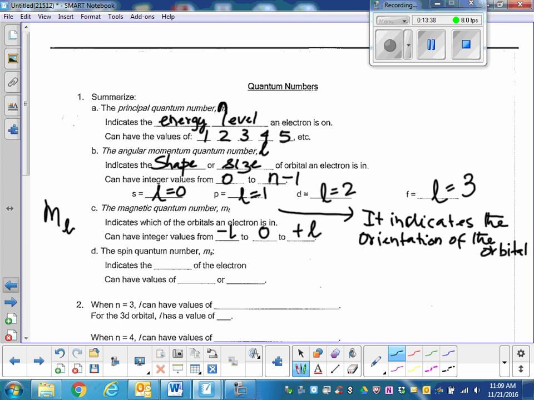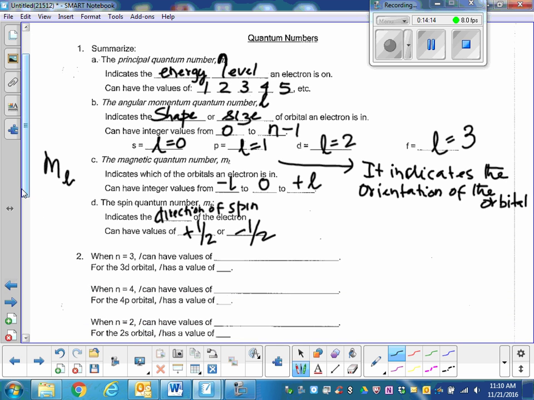So the last one is the spin quantum number. It indicates the direction of spin of the electron. And it can have a value of plus half or minus half, meaning the electron can spin clockwise or it can spin counterclockwise.